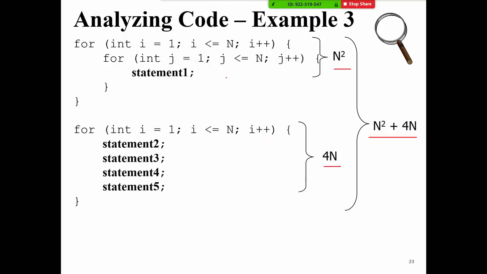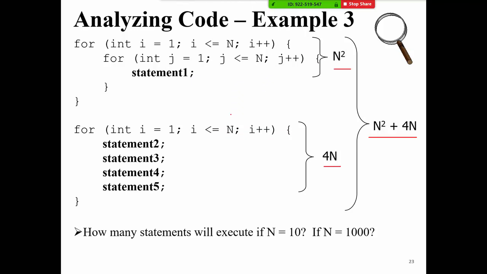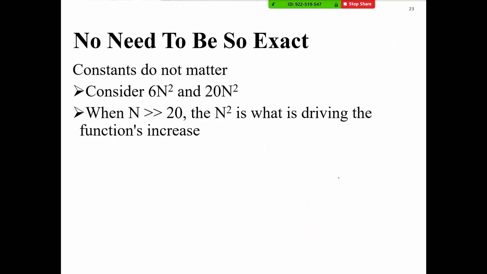Okay. So now, if I ask you how many times we are going to execute if n is equal to 10 and if n is equal to 1000, this is a function of n. So you take n and replace it with 1000, and if you replace it with 10, you find the numbers. But is this really what we need to know?